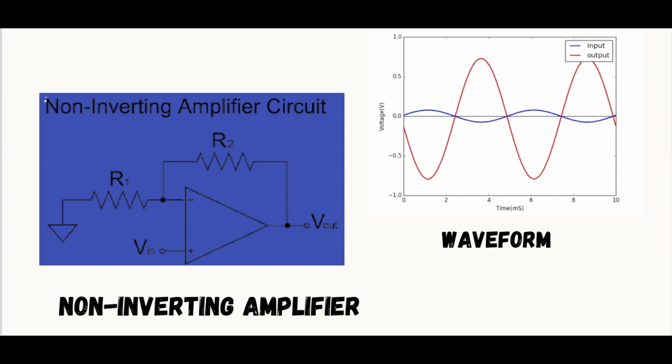As you all can see on the right side of the screen, this is the waveform of the non-inverting amplifier. This red one is the output and this blue one is the input. The bottom axis is time and the left side is voltage. So from this waveform we can know how the non-inverting amplifier gives its output. So let us come and draw the design of the non-inverting amplifier circuit.